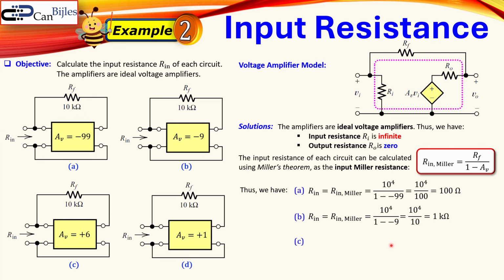This is now an interesting result in situation C. The gain is positive. So you actually have here 1 minus 6, which means you have effectively a minus 5, and you have transformed your 10 kilo ohms between these two nodes into a minus 2 kilo ohms between these two nodes.